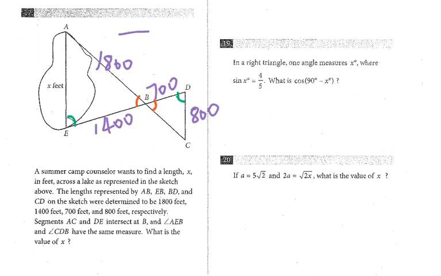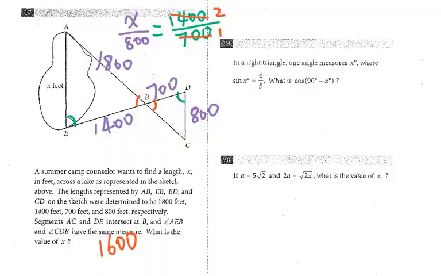Therefore, I can get x over 800 equal to 1400 over 700. Then we reduce. Here it's 1, this is 2, then you do the cross multiply. Your x will be 1600.